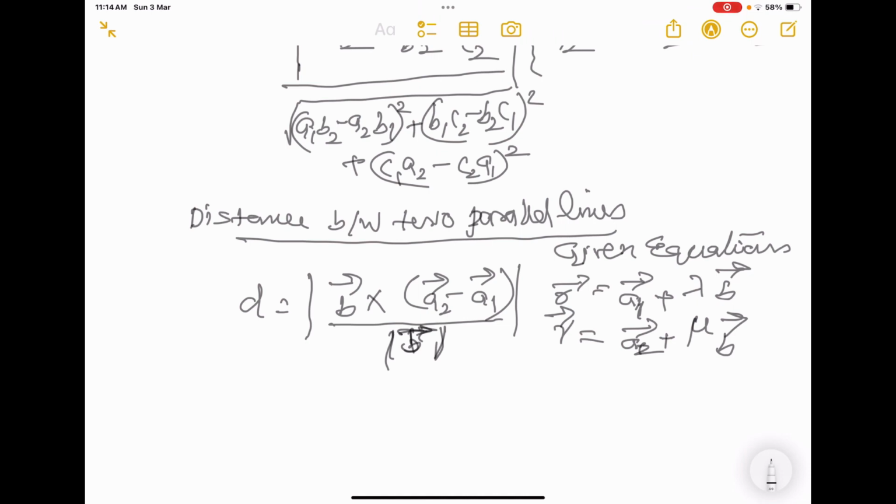When the vector form is given, we want to change it into Cartesian form, and when the Cartesian form is given, we want to change it into vector form. Then we want to find this. So d is equal to mod of vector b cross vector a2 minus vector a1, divided by mod vector b.